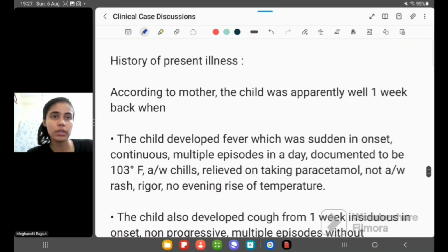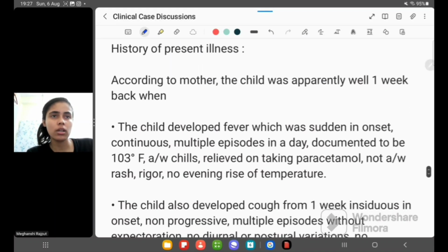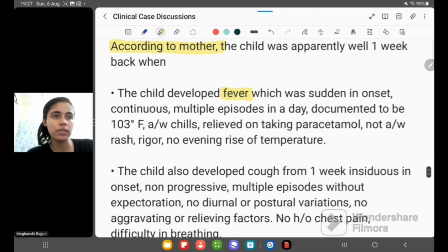So let's move on to history of present illness in a very fast way. According to the mother, it has to be specified. The child was well. The child developed fever. Then we need to explain: yes, it was continuous, it was 103 degrees Fahrenheit. Is it a high grade or a low grade? For a high grade fever, if you have documented it, you just mention it as 103 degrees Fahrenheit. If it has not been documented yet, we should be aware that a high grade fever should be 105 degrees or higher.